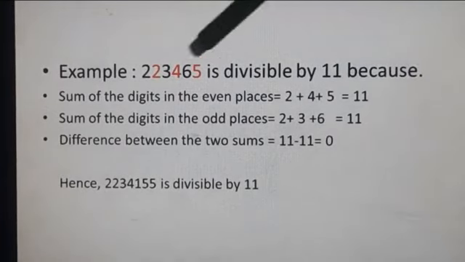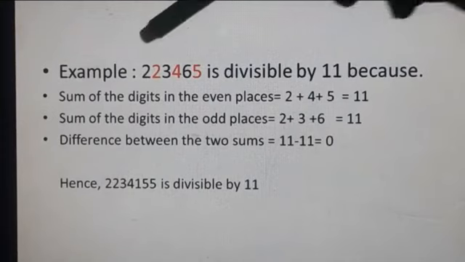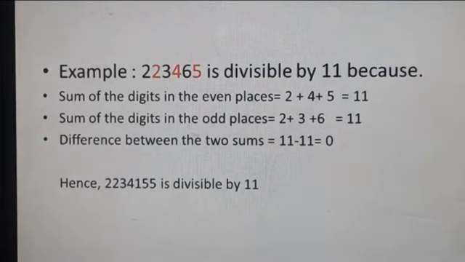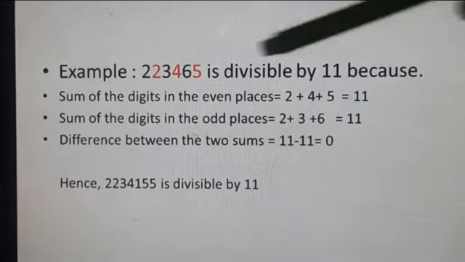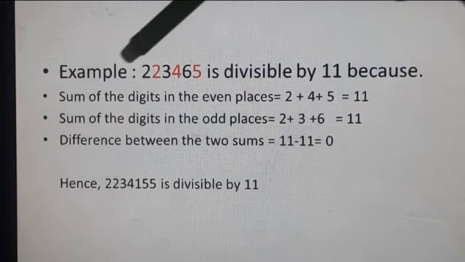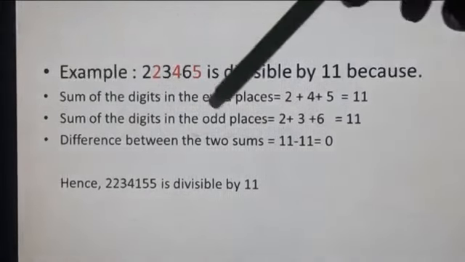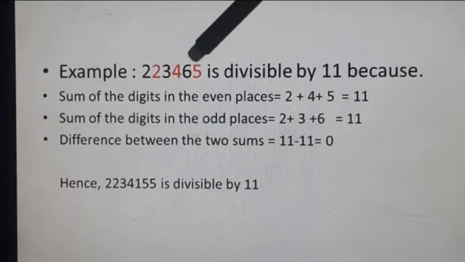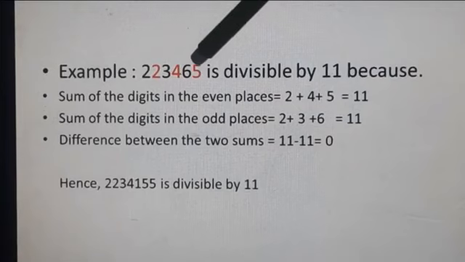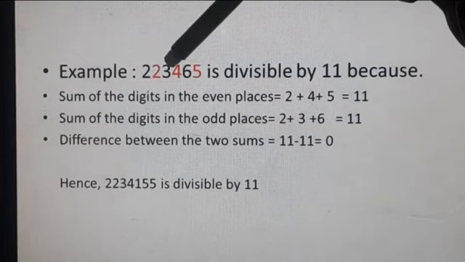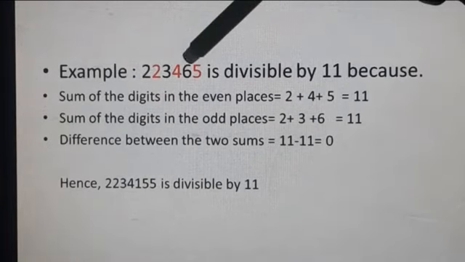This number is given to us: 2,23,465. We have to check whether it is divisible or not. The rule says we have to find the sum of the digits in the even places and the sum of the digits in the odd places. So we will start. Sum of the digits in the even places: 2 plus 4 plus 5. 2 plus 4, 6. 6 plus 5, 11. And odd places: 2 plus 3, 5 plus 6, 11.